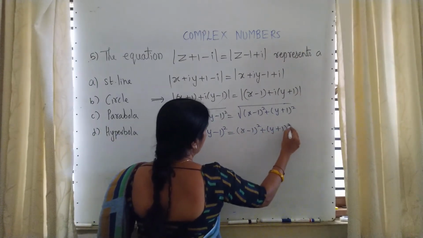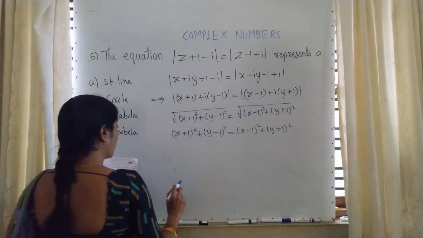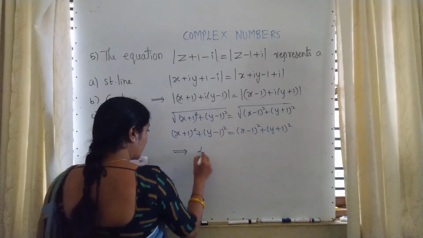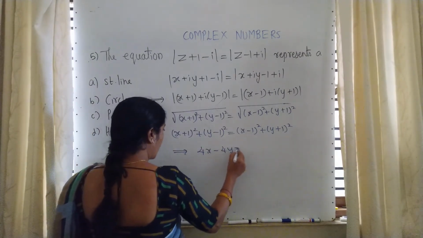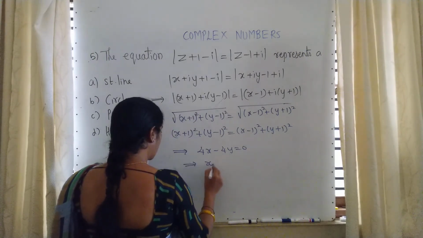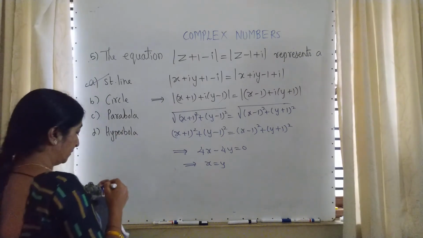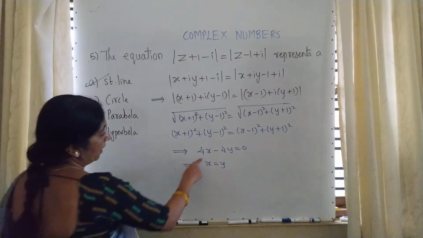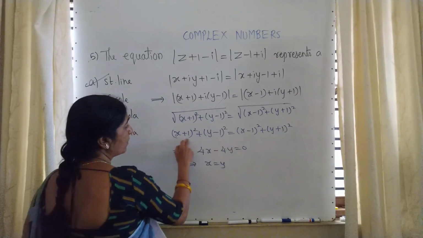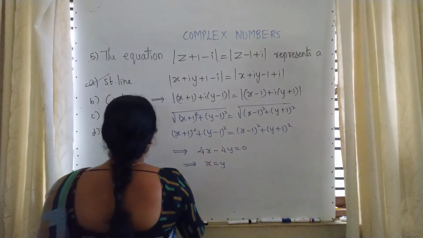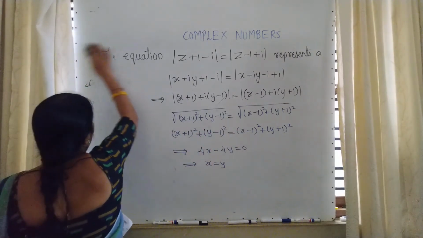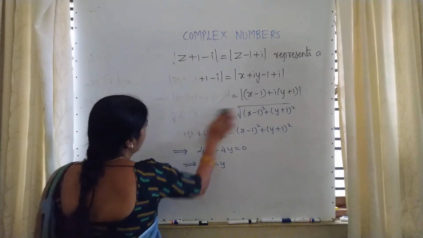Apply (a plus b) and (a minus b) whole square on both the sides. Finally you will get 4x minus 4y is equal to 0, or x is equal to y. This is nothing but a straight line. Here I wrote the answer directly, just because you are familiar. Expand (a plus b) whole square and (a minus b) whole square, see which terms get cancelled, and you are getting the answer.